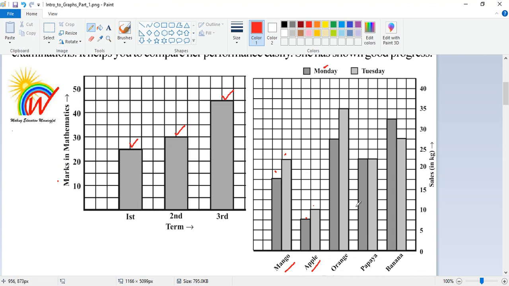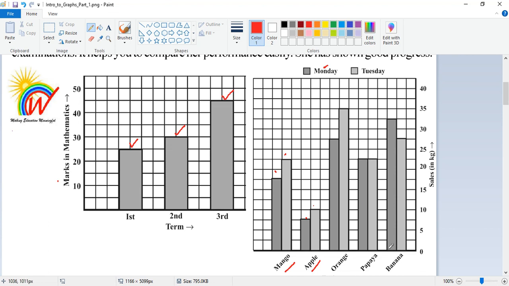On Monday, between 15 and 20, around 17.5 kgs were sold. On Tuesday, 22.5 or something, right? So this tells you about each day. Each fruit is being sold on two different days, Monday and Tuesday. So apples have this, orange this, and papaya, you see that papaya has no change, right? On both days it's the same.